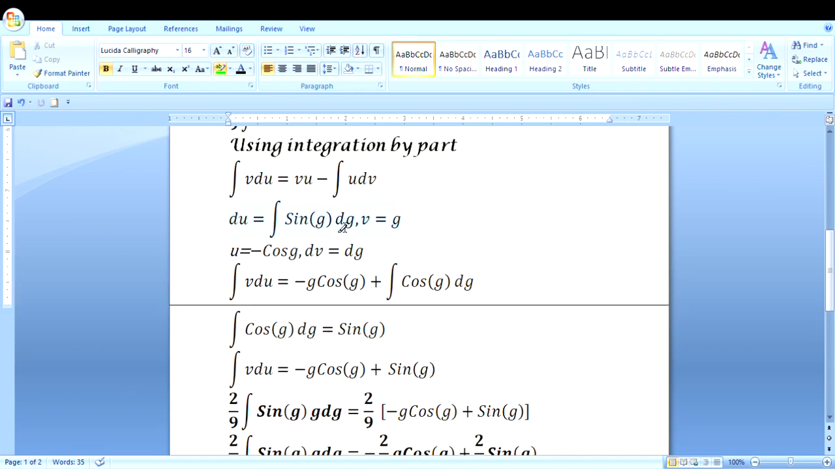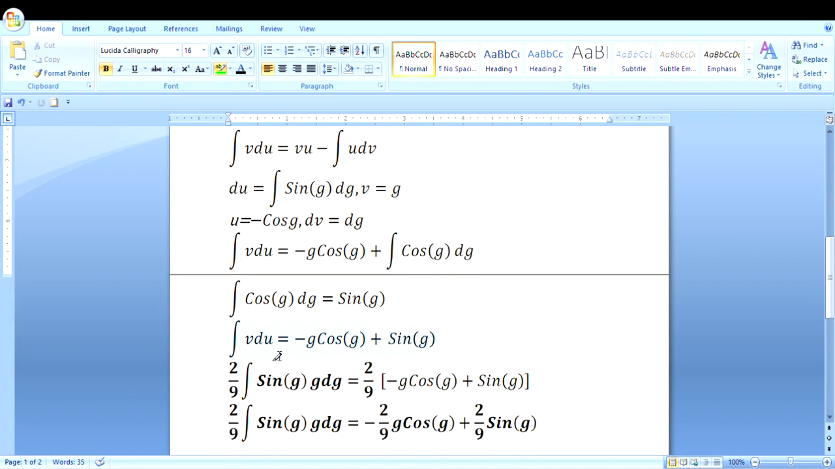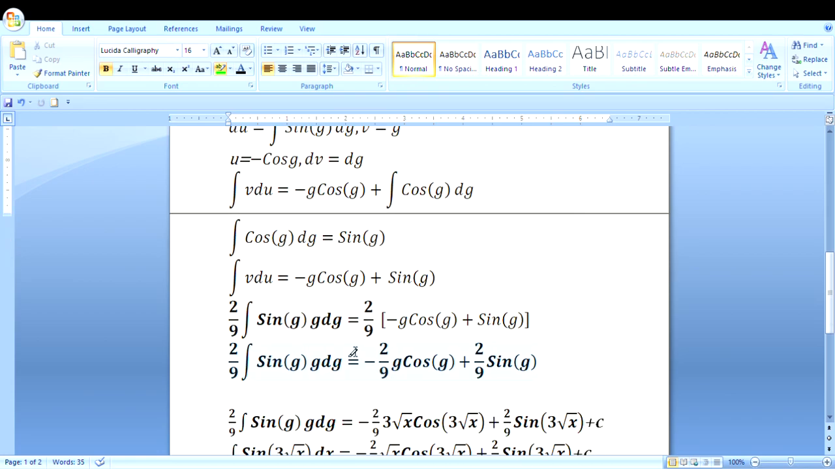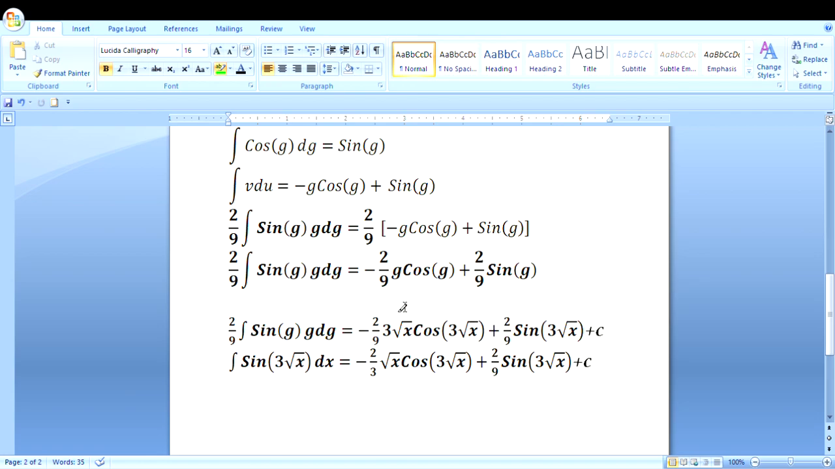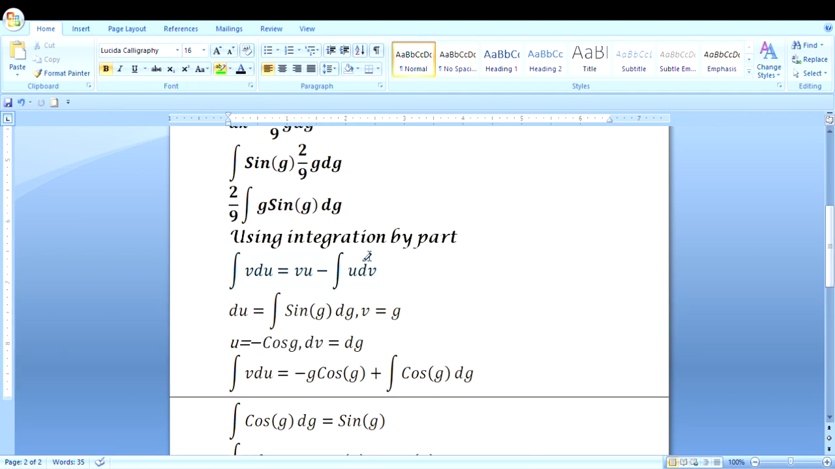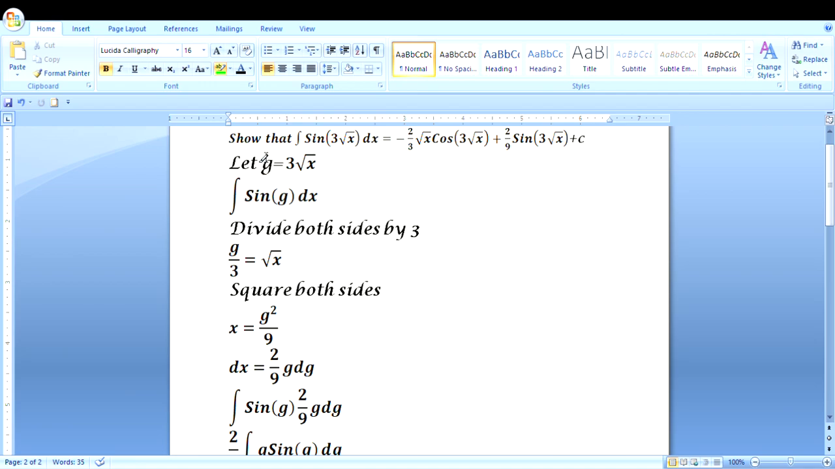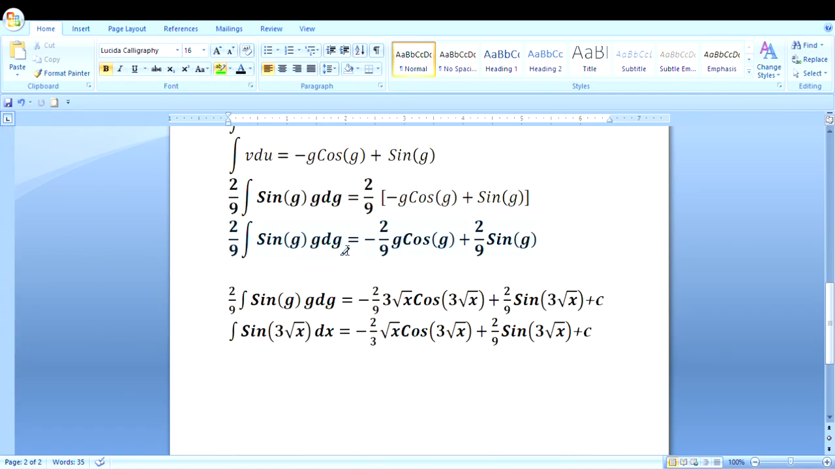But the integral here is multiplied by 2 over 9, so we use it to affect the result. This becomes 2 over 9 times, minus g cos g plus sine g, close brackets. This affects everything here, and this becomes minus 2 over 9 g cos g plus 2 over 9 sine g. But we are aware that g represents an expression. We let g equal 3 root x, so in place of g we substitute 3 root x. So this becomes minus 2 over 9 times 3 root x cos 3 root x plus 2 over 9 sine 3 root x, close bracket, plus our c, where c is an arbitrary constant.